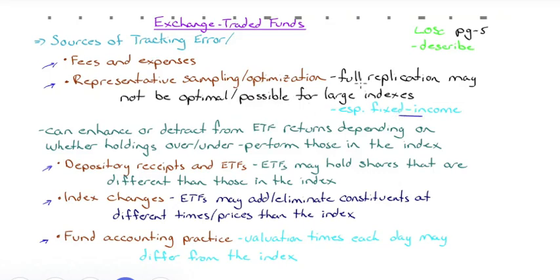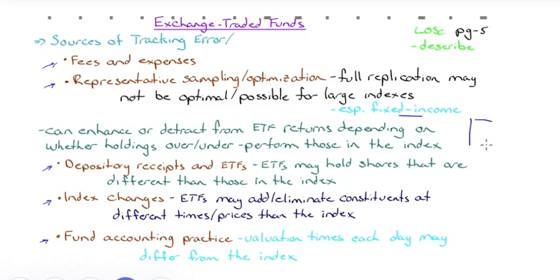Well, if you don't have 100% replication, you're not going to have 100% replication of the return. You might get 99.4% of the return. You might get that close, but that's a source of tracking error. And this is the thing about sampling and optimization. It can enhance or detract from ETF returns depending on whether the holdings over or underperform those in the index.